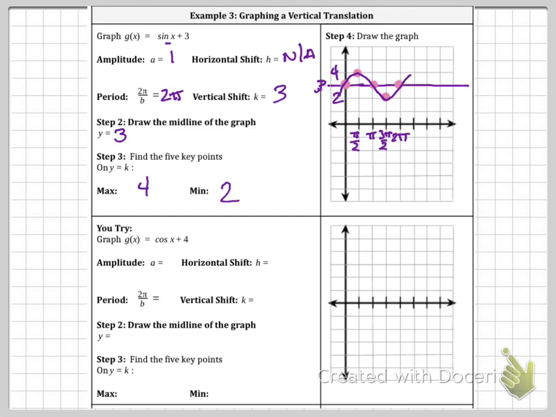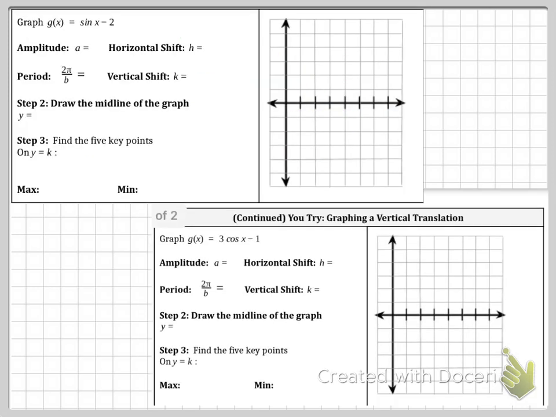So go ahead and try the example below, cosine of x plus 4, as well as the next 2 examples, sine of x minus 2 and 3 cosine of x minus 1. The answers will be on the next video.